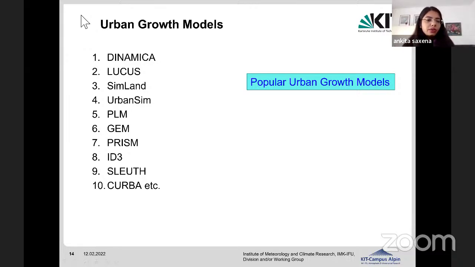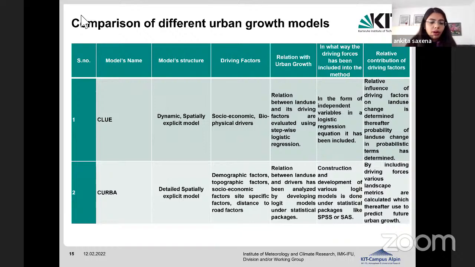So we have Dynamica, Lucas, SimLand, UrbanSim, PLM, GEM, Prism, ID3, Sleuth, Karba. These methods belong to different approaches of modeling, like agent-based, cellular automata. And yes, these are all popular ones in their area. Sleuth is one of the most famous models in the area of urban growth modeling. I will be discussing it in more detail in later slides.